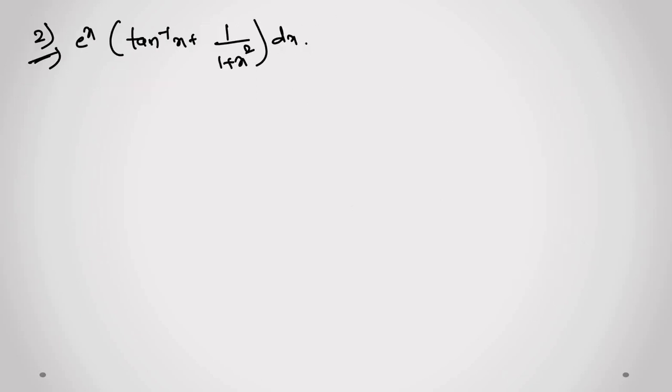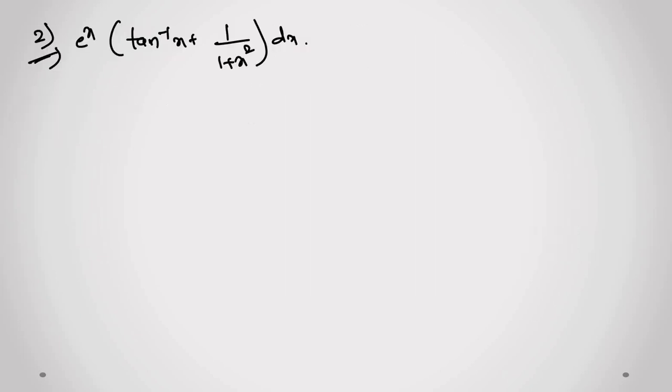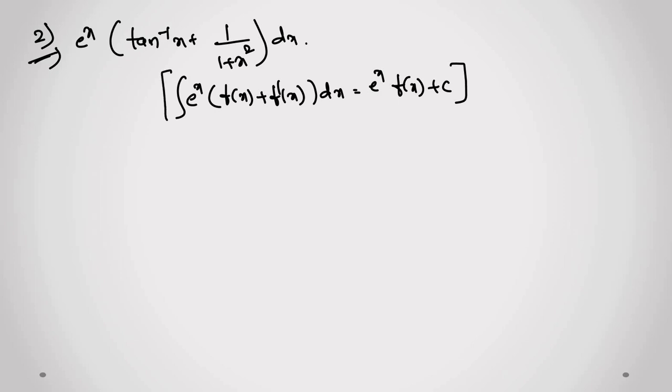Now my dear students, the question given is integral of e power of x into tan inverse of x plus 1 by 1 plus x square dx. This is in the formula, like I told you in the second formula already: integral e power of x into f of x plus f dash of x dx is equal to e power of x into f of x. We already discussed this formula before.